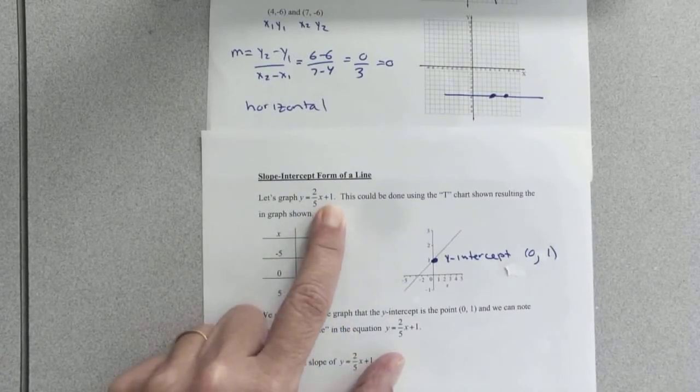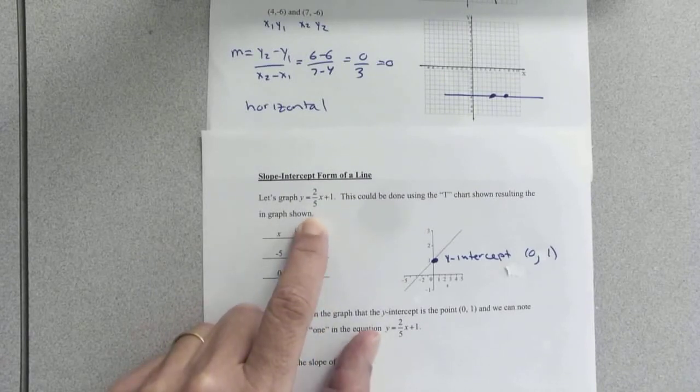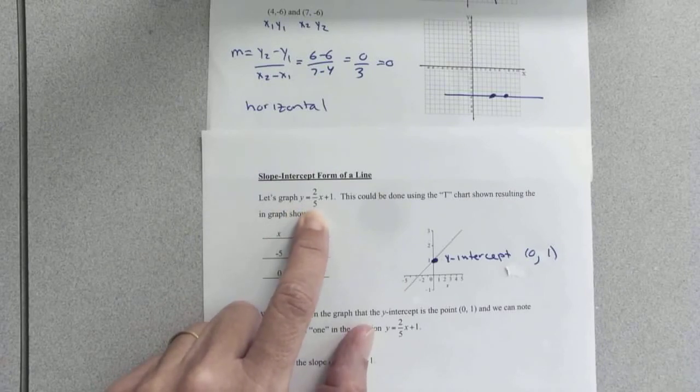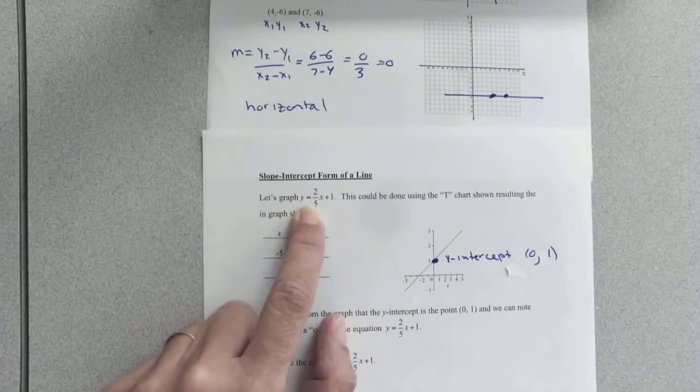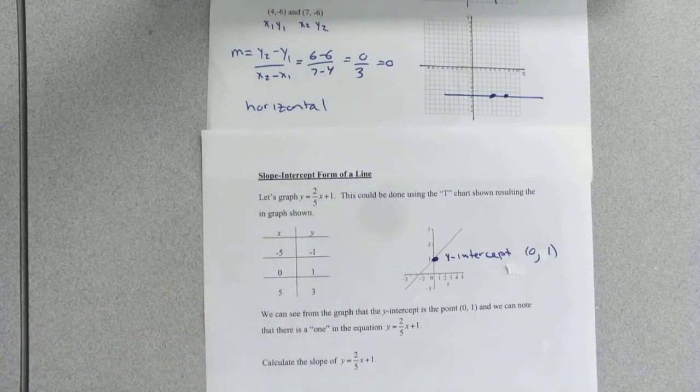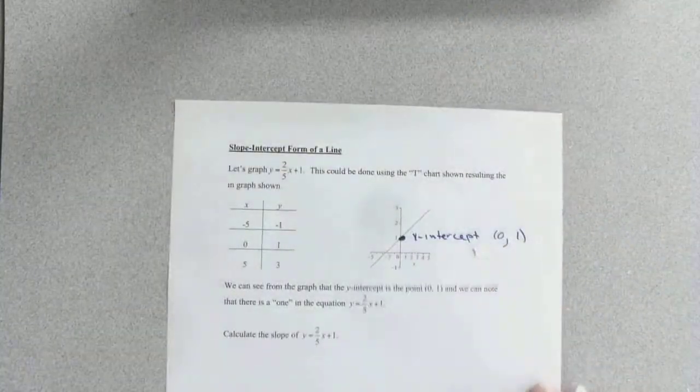There's a 1 in the graph, in the equation too. Not a coincidence. When I am in this form, y equals what's going to be called momentarily mx plus b, that constant on the end is always the y-intercept. So there's one thing to notice.